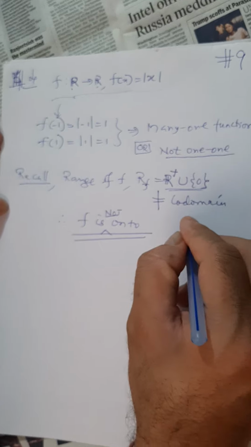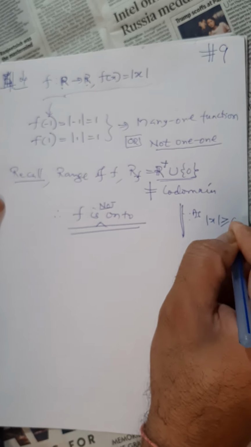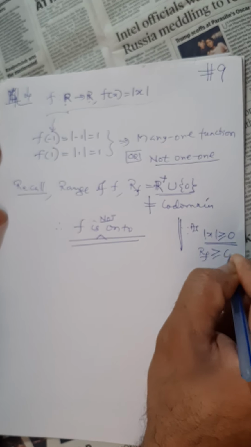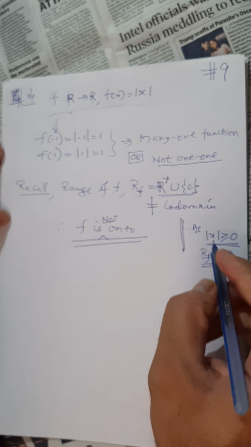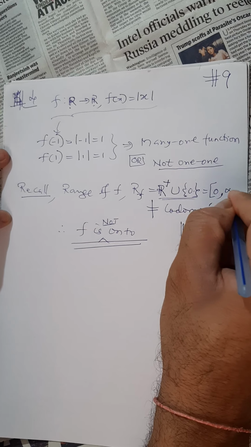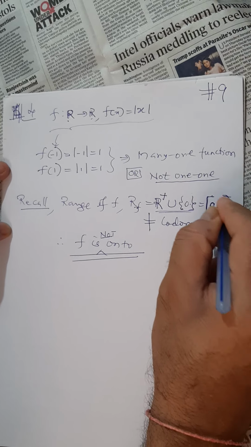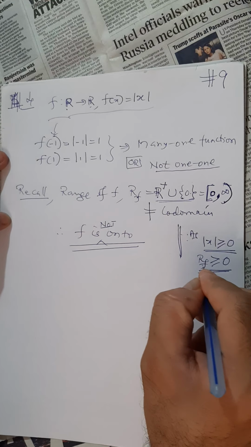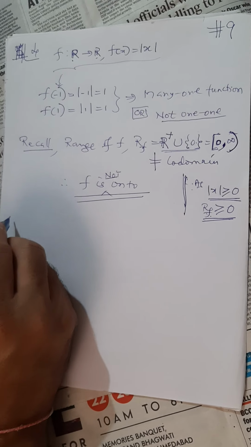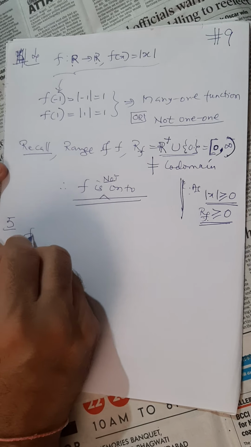If you want, you can give the reason here: modulus x is always greater than or equal to 0. So Rf will be greater than or equal to 0. That is positive real numbers with 0. If you want, you can write it like this: closed interval 0 to infinity. Every positive real number with 0. That is Rf. So not onto.